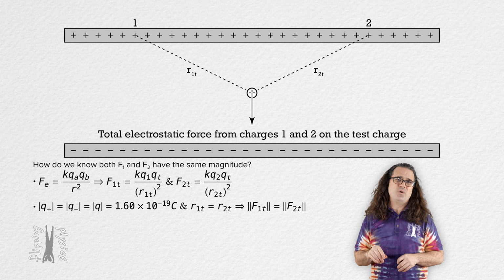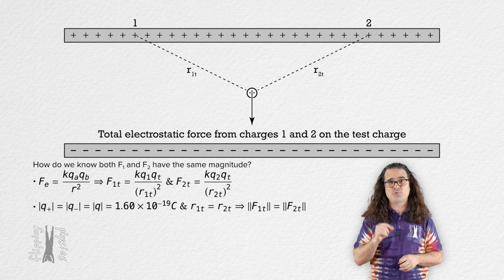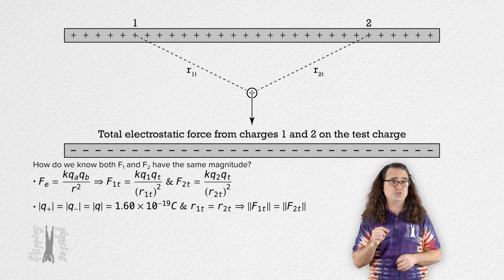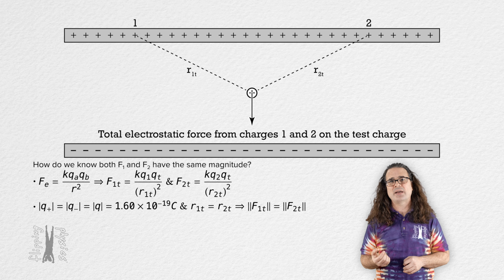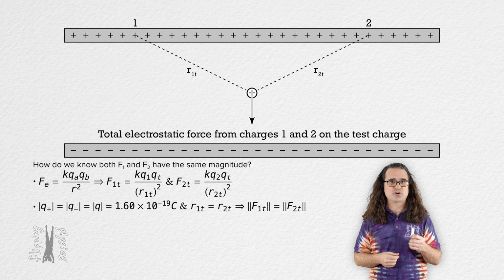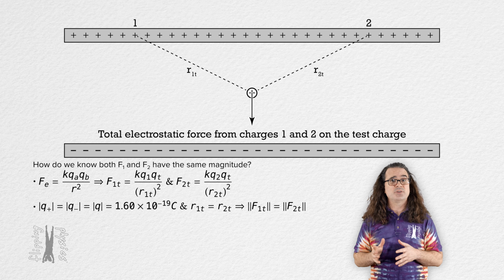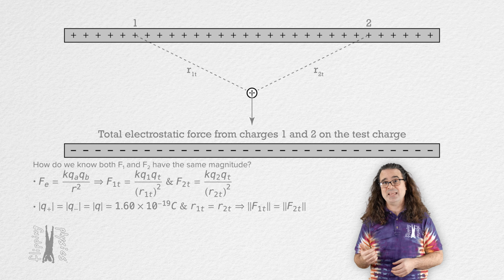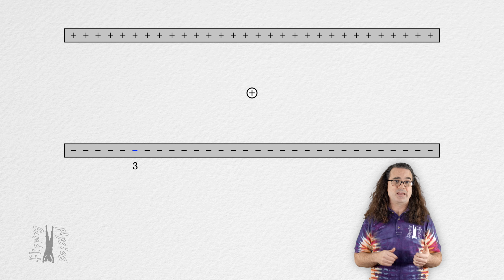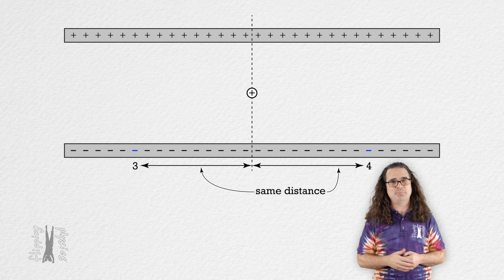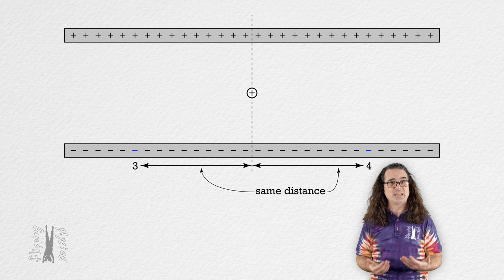Right. So we have determined that the total electrostatic force from charges 1 and 2 on the test charge is directed straight towards the negatively charged plate. Now, notice there are two similar negative charges, which I've labeled 3 and 4, which are in the negative plate, which produce the same result.